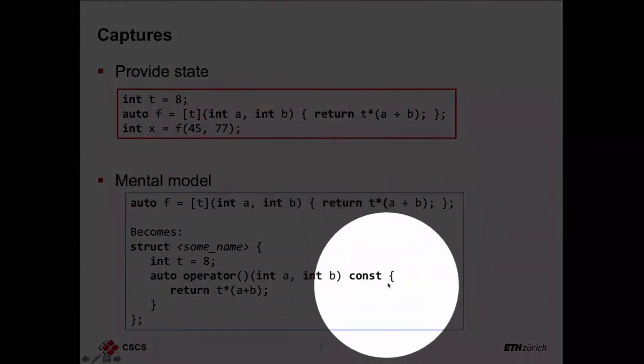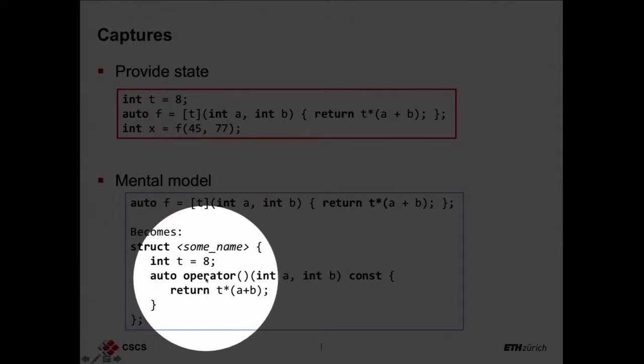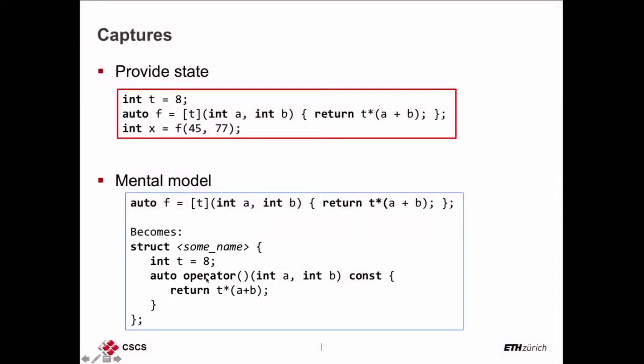As you can see, it's still const, and this is the value. I'm taking the data member t, and I'm using it inside my function. And this is what the capture basically does.